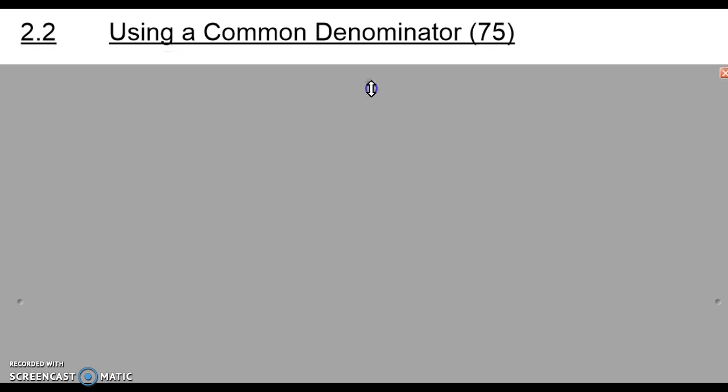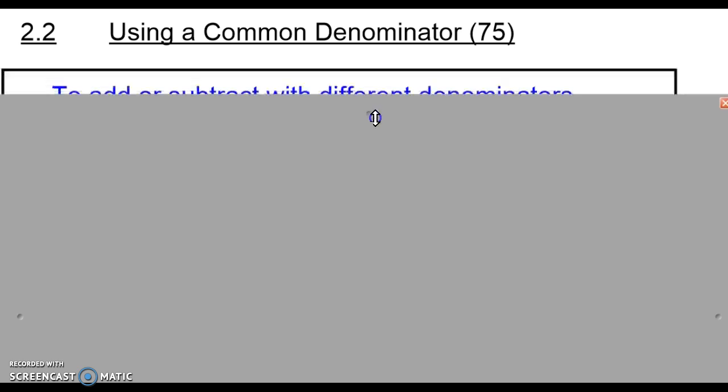Okay, so this is lesson 2.2, and we are only going to do the first part of lesson 2.2, using a common denominator to find the sum or difference of fractions. Yesterday, we went over how to find the sum or difference of fractions when fractions already had the same denominator. Today, we need to make sure that we are changing our fractions so they have the same denominator.